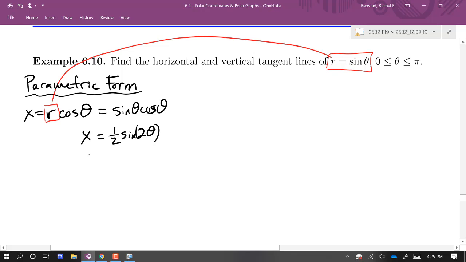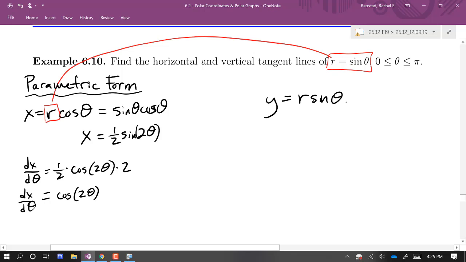So there's our x. So we can find dx d theta. 1/2 times cosine 2 theta times 2, or just cosine 2 theta. And before we detect those horizontal and vertical tangents, I'm going to go ahead and work with the y equation. So y is r sine theta. And again, r is sine theta as given, so this is sine squared theta. So finding dy d theta now, we get 2 sine theta cosine theta, which is the same as using the double angle again, sine 2 theta.